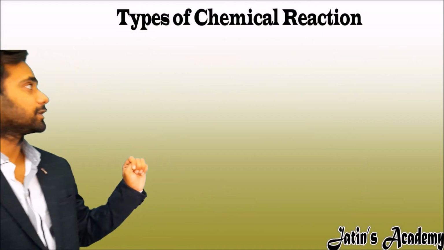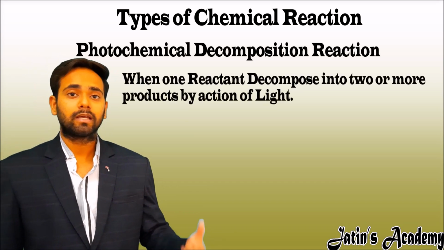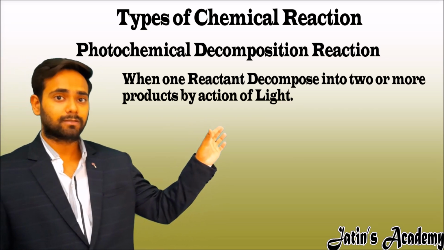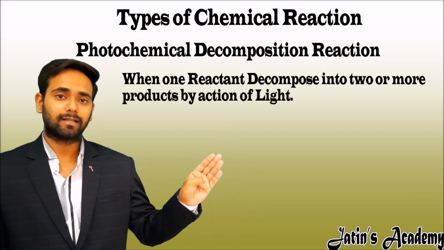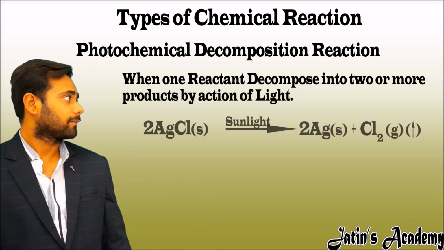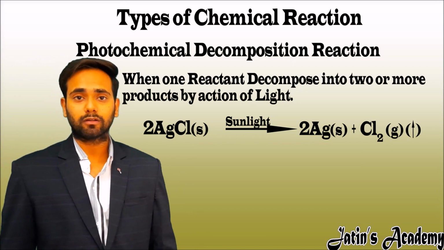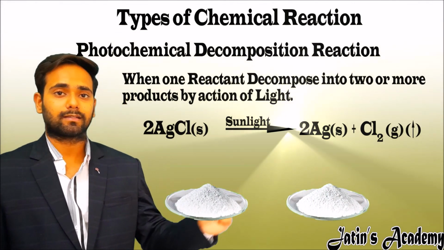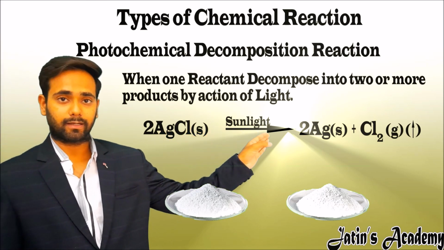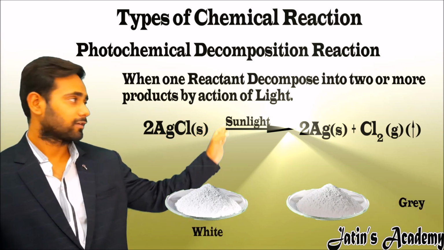Now our second type of decomposition reaction is photochemical decomposition or photolysis. In this reaction, a reactant is decomposed into two or more products by the action of light. This light is usually sunlight. Here is an example of the photochemical reaction. We take silver chloride in a china dish and place it in the sunlight. Silver chloride is decomposed into silver and chlorine gas. Silver chloride is white in color, silver is grey in color, and chlorine is a colorless gas.